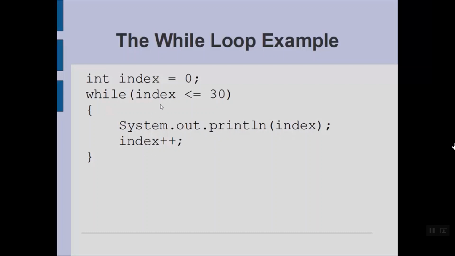Now my index is 1, and I compare it with 30. Of course 1 is still less than or equal to 30. I'm going to print that index, and then increment it, and I'm going to keep on doing that as long as my index is less than or equal to 30. Once my index becomes 31, 31 is not less than or equal to 30. That means the condition becomes false, and I'm going to exit the loop. So let's actually go and write this code in Java and see how it looks.